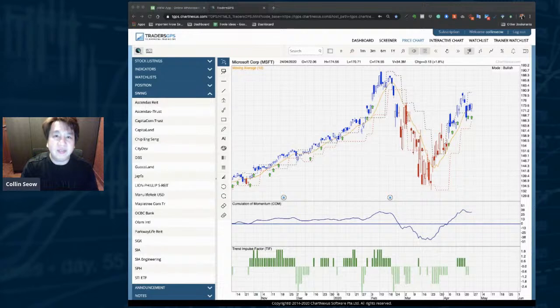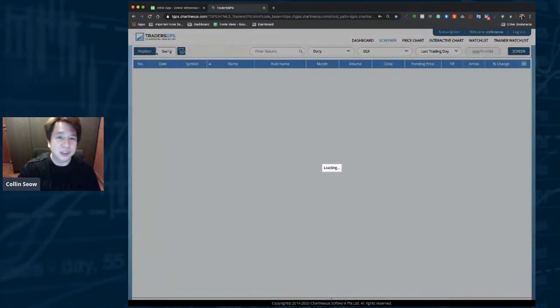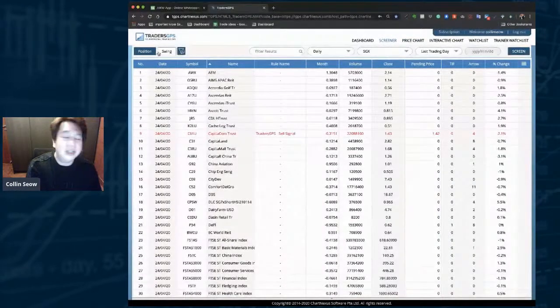Next, how do we scan for stocks? We will go to a screener. Go to position. Position is if you are doing position trading, using daily charts.